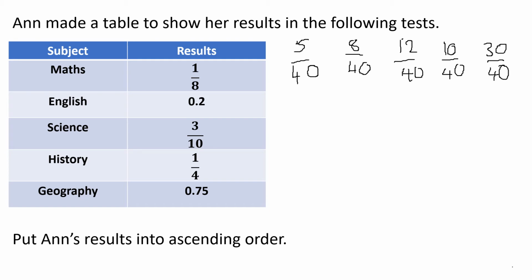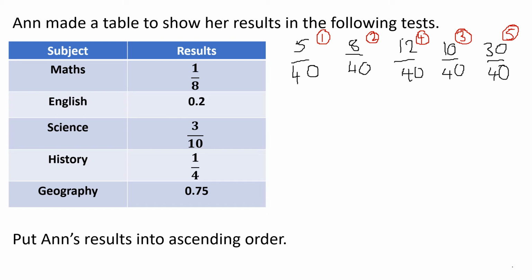So our first one will be 5/40, so I'm just going to put a 1 there. So our next smallest, not including 5/40, will be 8/40, so I'll put 2 there. Third one is 10/40. Then we have fourth one is 12/40, and our last one is 30/40.